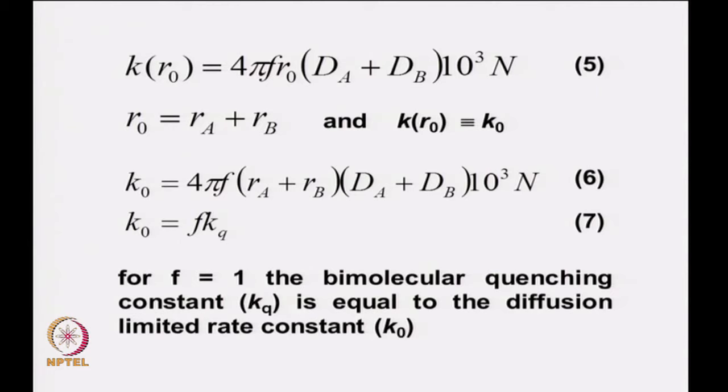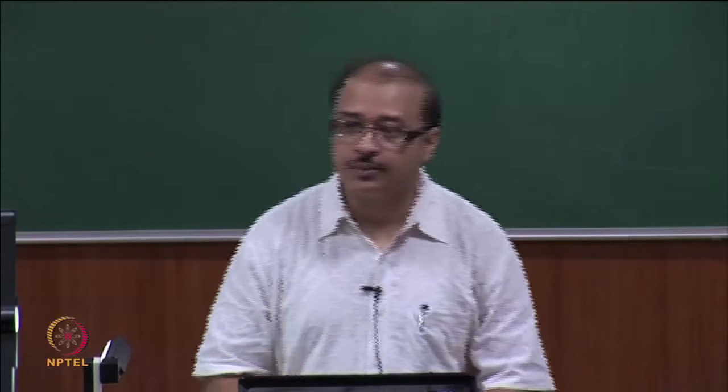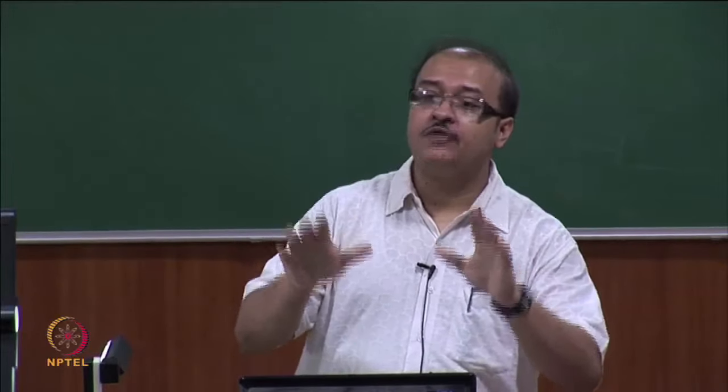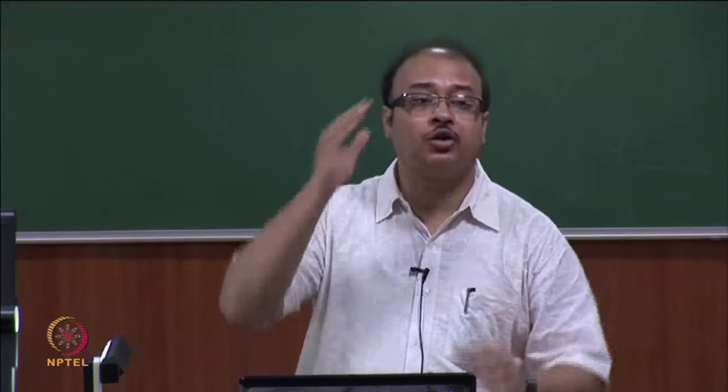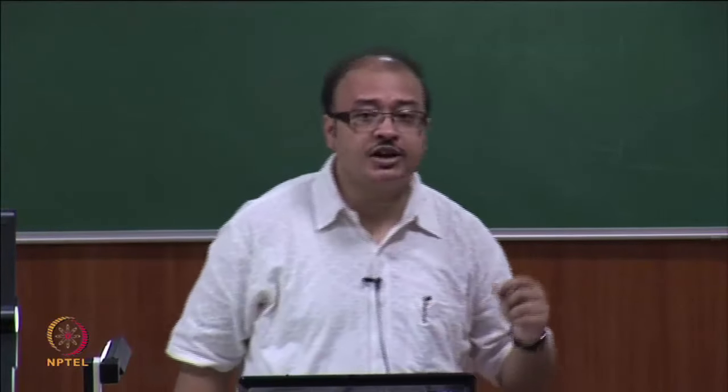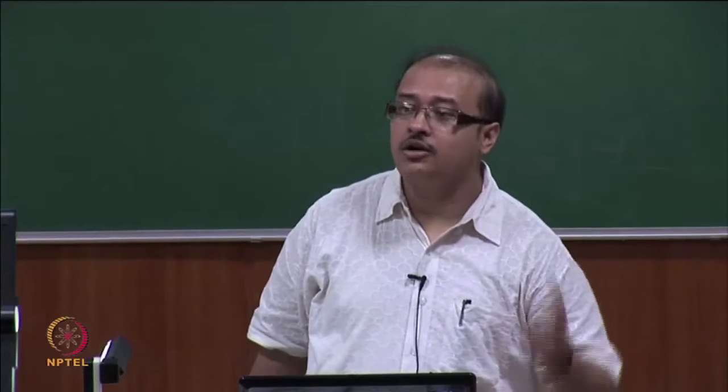Now what does f mean? See, f is essentially the frequency of collision. So what it means is, suppose I'm having 100 collisions, right? And if out of 100 collisions, all the collisions bring about quenching, then my success is 100%. That means f is equal to 1. However, if out of 100 collisions, 50 collisions bring about quenching, right, then my f would be 0.5. So f is essentially related to the frequency or the effectiveness of the quenching process.